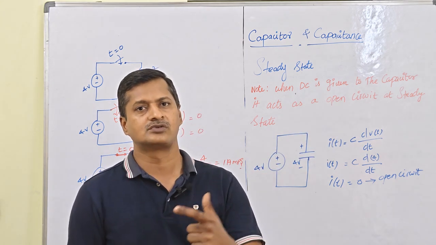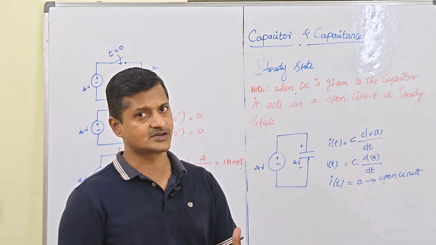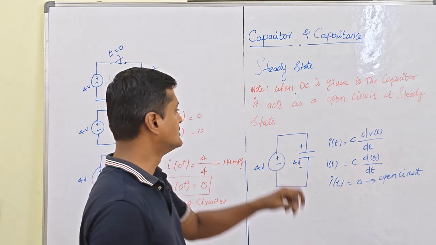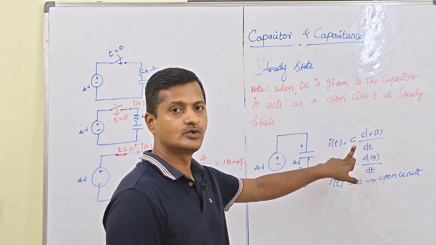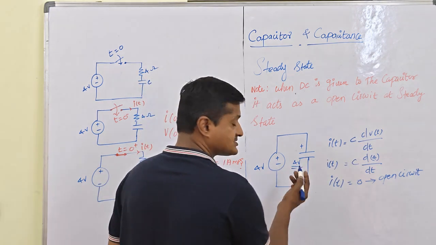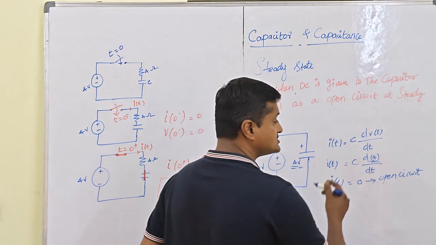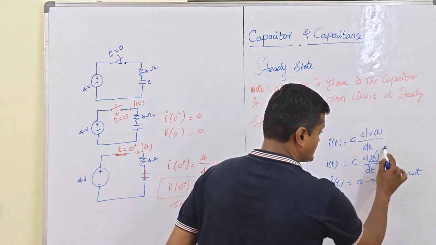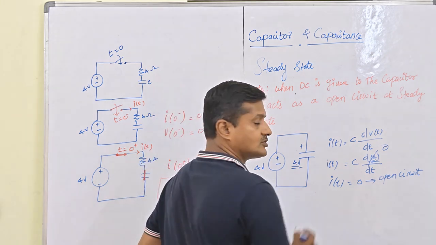So when DC voltage, a constant voltage, is applied, the capacitor will act as an open circuit. Now from the circuit parameters we know the equation i(t) equals C dv(t) by dt. The voltage across the capacitor is already given as 4 volts. So i(t) equals C dv(t) by dt. When we differentiate a constant, the value becomes 0. So i(t) is equal to 0.